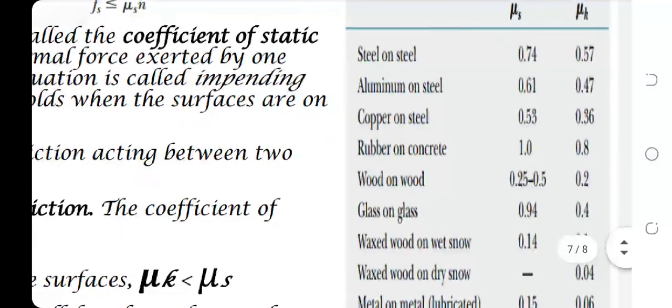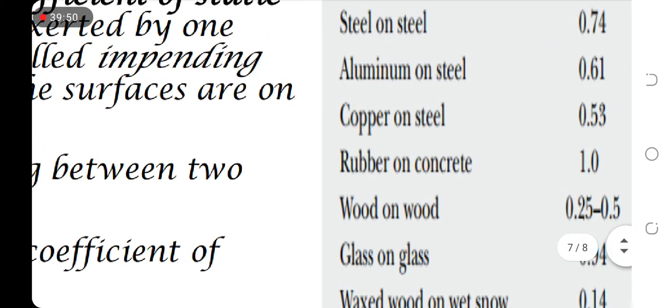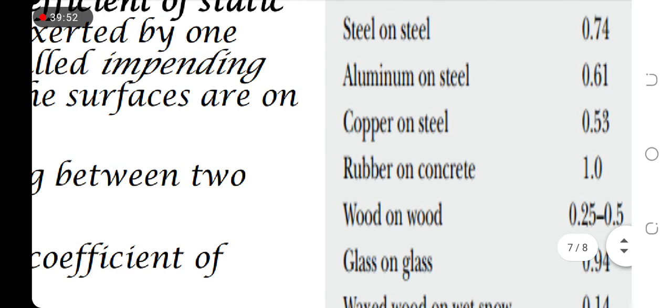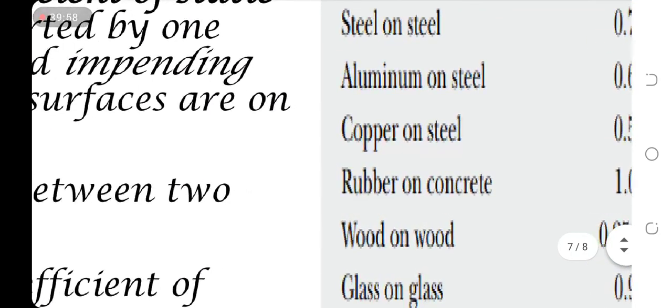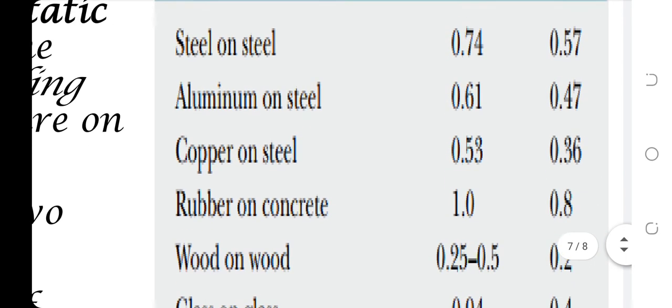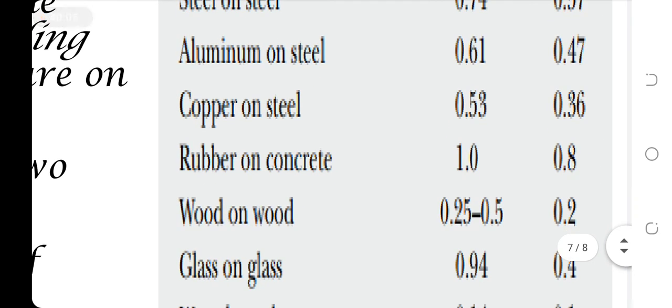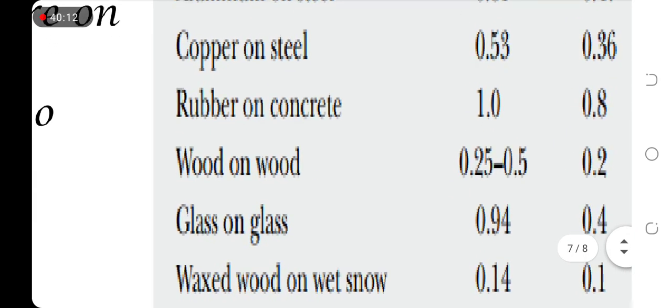These are different values. Steel on steel: a simple example of this is the railway track and the wheels of the train, both generally made from steel, so we can see their friction. Aluminum on steel, friction reduces. Copper on steel, friction further reduces.